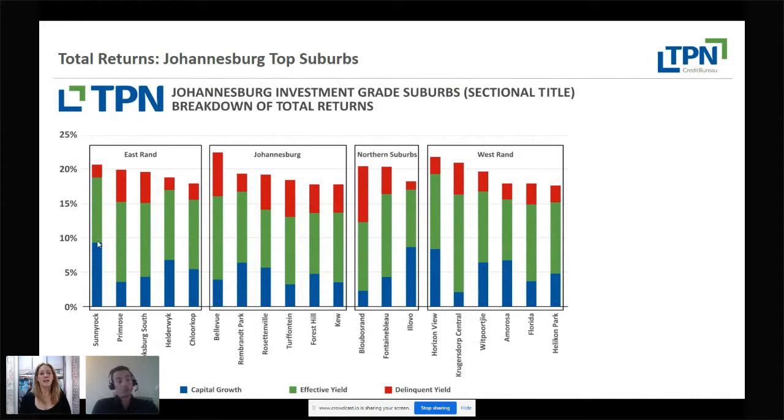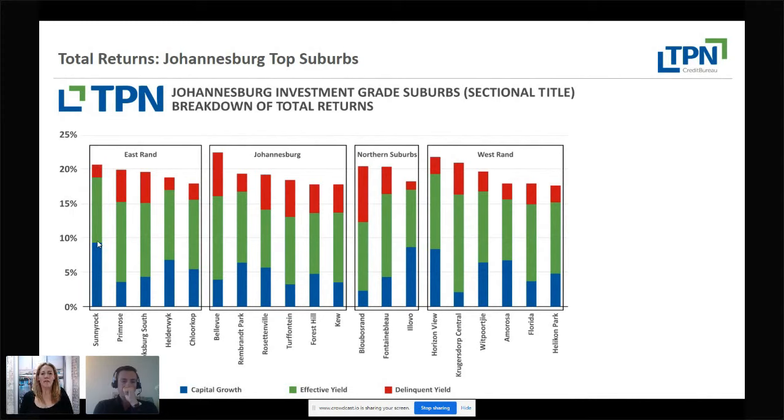The little top part of the red is the delinquent component of that. And you can see we would have to deduct, if our tenant behaved the same as the average tenant in that area, around about 3% for delinquency. So it's an area that's got an average amount of delinquencies.